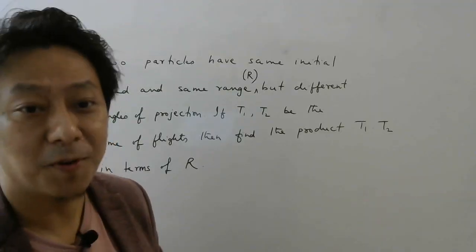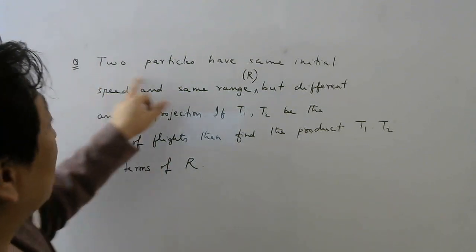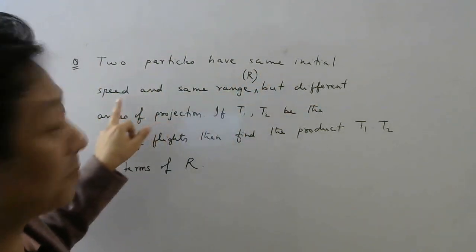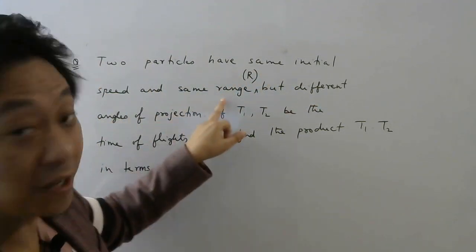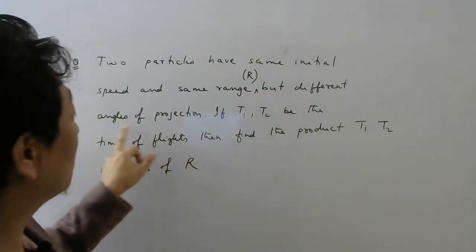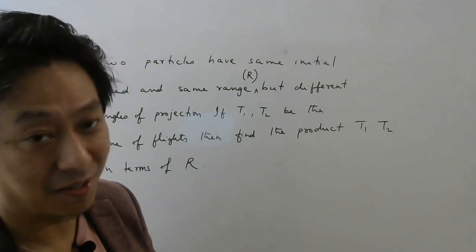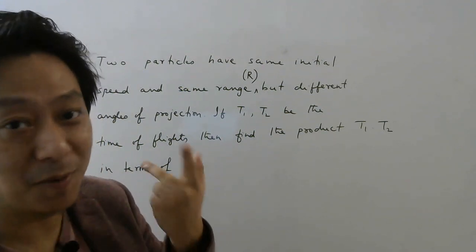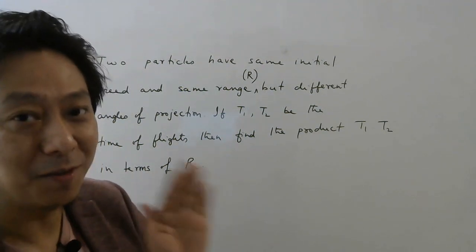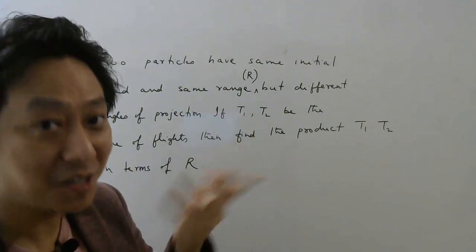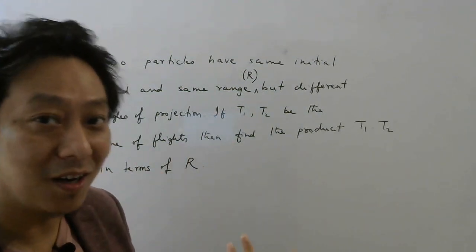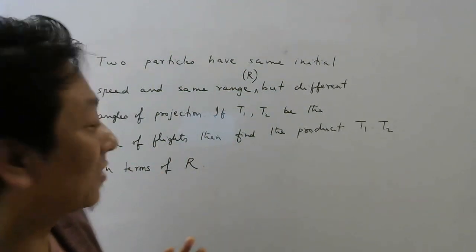Right? Let's do one interesting question. Two particles have the same initial speed and same range, but different angles of projection. That means if the range is the same for the same speed, then the two angles must be complementary angles, right? If one is 30 degree, the other should be 60 degree. If one is theta, the other should be 90 degree minus theta.